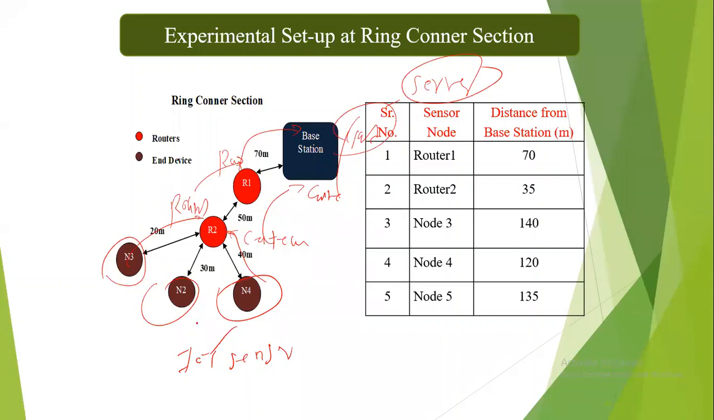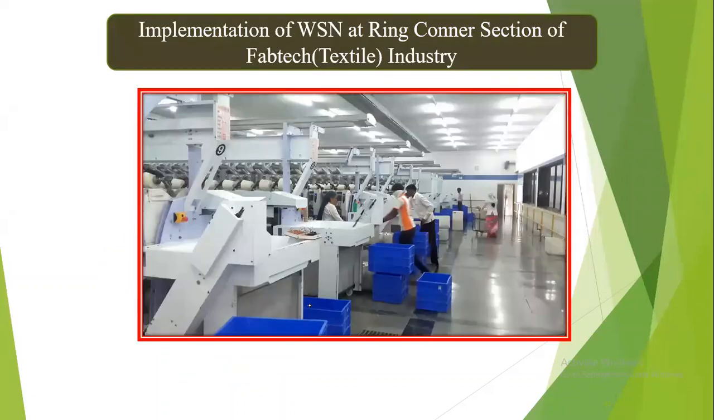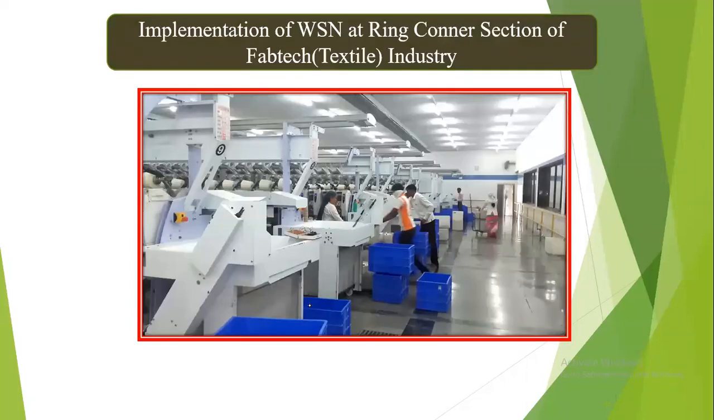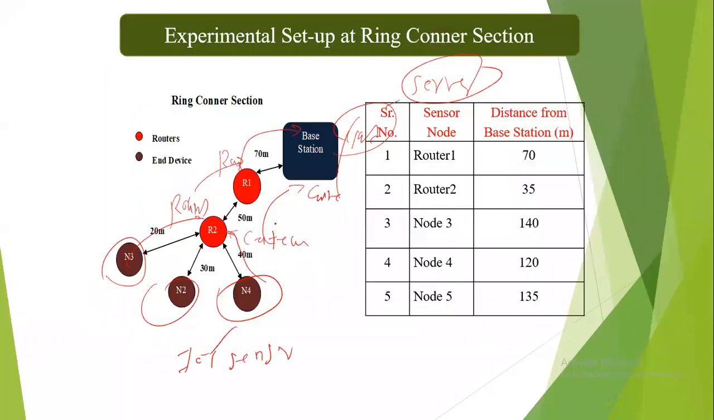So why are these two gateways used? Because of the distance. This is a huge area. The ring corner section is too long, and from that ring corner section to the base station, the distance is too far. Because of the noise, the machines are generating noise, and the data is lost. The packets are lost while transmitting wirelessly. If wireless transmission is there, then data gets lost. So we have to use the routers. Instead of using the routers, you can use different gateways, IoT gateways.